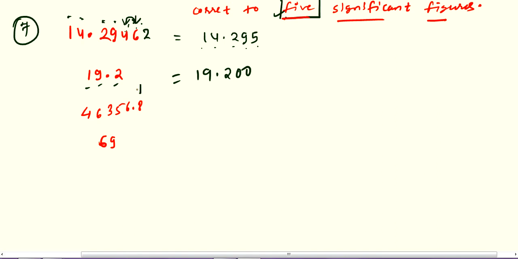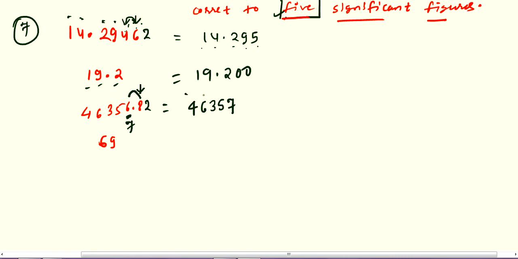Then next is 8. 8 is more than 5, so this is a case of rounding up. So this will give 1 to the number previous to it, which is 6. So 6 will get 1, so that will become 7. So our final answer is 4, 6, 3, 5, 7.